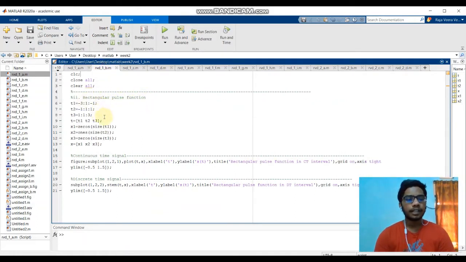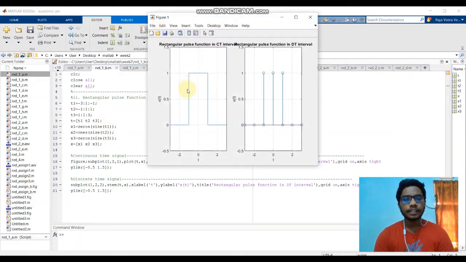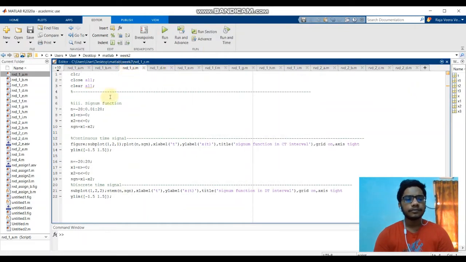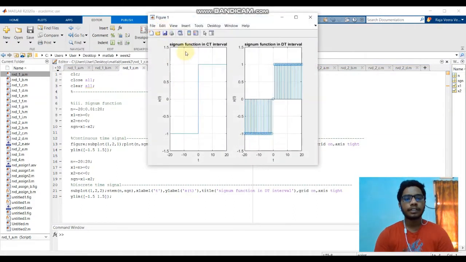For this function, I did the same thing as the unit step function. When we run this code, it displays the rectangular pulse function in continuous time interval and discrete time interval. Next, we will see the signum function. I think all of you know about the signum function. It is divided into three parts. When we run the code, we display the signum function.